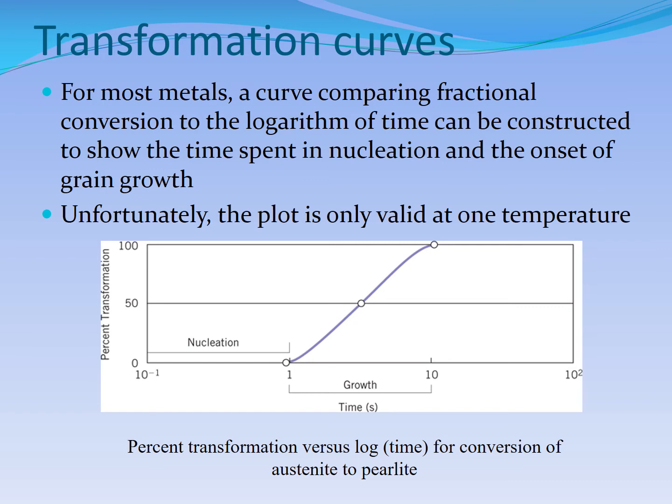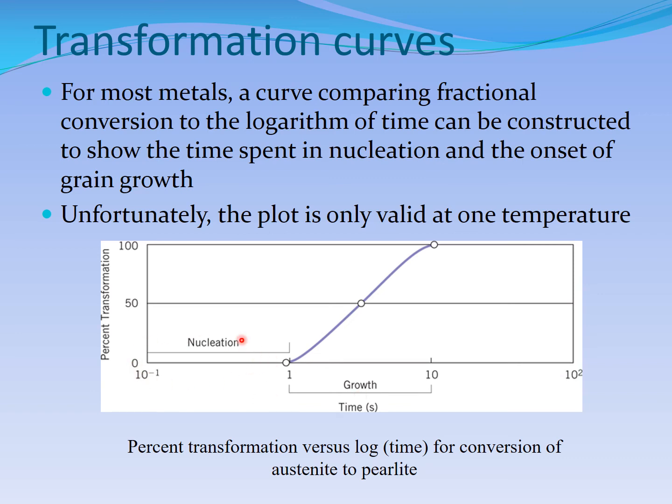You have cooled to whatever temperature. You have cooled from 900 to 800. You have cooled from 800 to 750. But now you hold at 750 until whatever time you are studying, for 1 second, 5 seconds, 10 seconds, 1 hour, and see how it changes, right? So the plot is only valid at one temperature. So here is percent transformation, how much transformation has happened, and here is time, right? So 10 raised to minus 1, because this is a logarithmic scale, so it is in powers of 10: 10 raised to minus 1, 1, 10, 100.